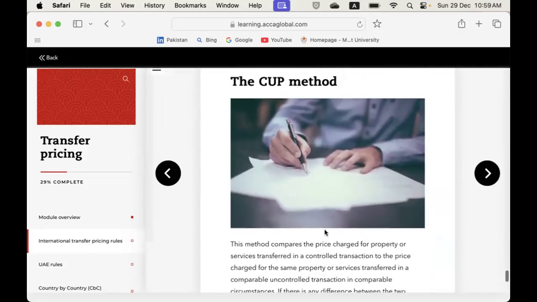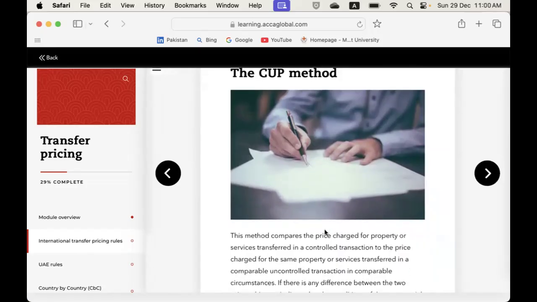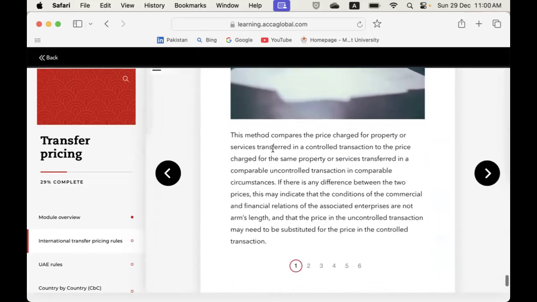So traditional transaction method. Let us have an overview of this. CUP method. Famous comparable uncontrolled prices. Let's have a look at it. This method compares the price charged for property or services transferred in a controlled transaction to the price charged for the same property or services transferred in a comparable uncontrolled transaction. When we say comparable but uncontrolled, we are talking about open market transactions. You cannot control your supplier, right? Comparable uncontrolled transaction in comparable circumstances. So that's the CUP method.